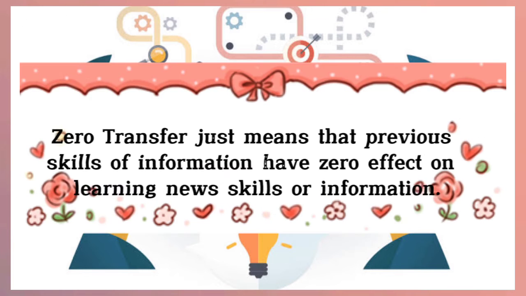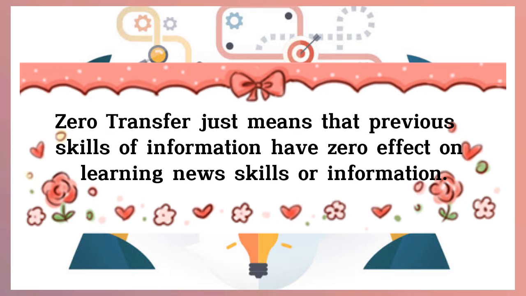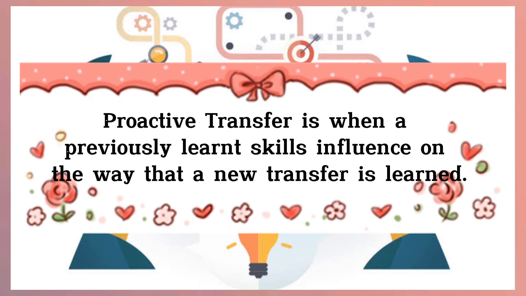Zero transfer. Zero transfer means that previous skills or information have zero effect on learning new skills or information. In other words, in this case, the old information neither helps nor hurts, and has no effect on learning new skills. Proactive transfer. Proactive transfer is when a previously learned skill influences the way that a new skill is learned.